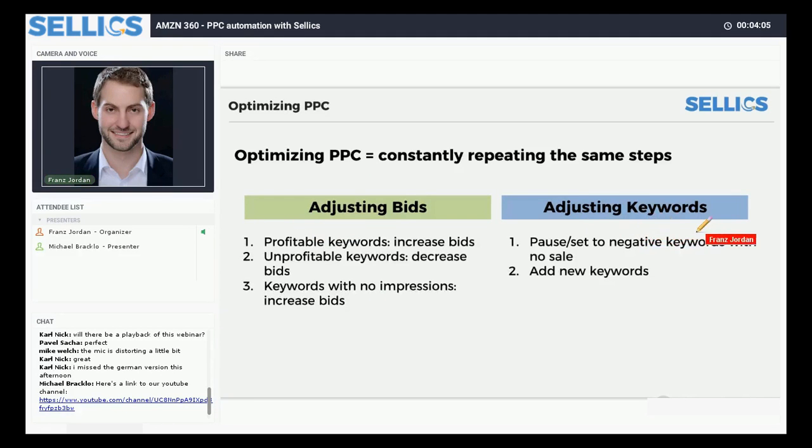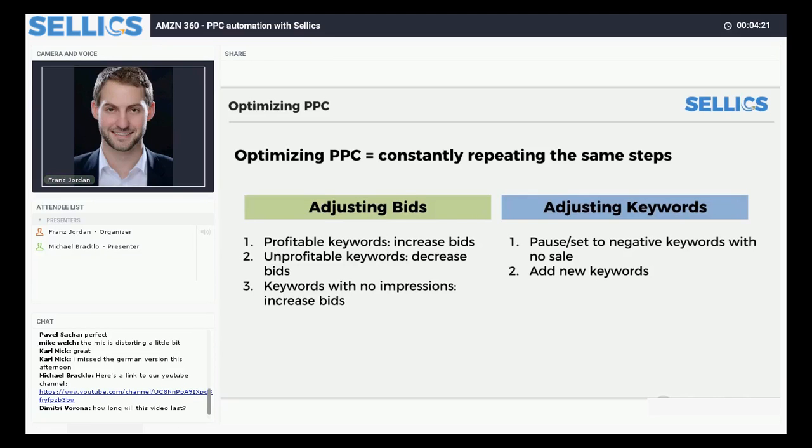The second thing that you do, you adjust keywords on a regular basis, and here you will either pause or set to negative those keywords that don't generate any sale, or you will also add new keywords that are hopefully matching your product and that will generate more sales, right? But all of those activities essentially, I'd say those 5 activities here would cover probably 90–95% of all the continuous optimization that you do.